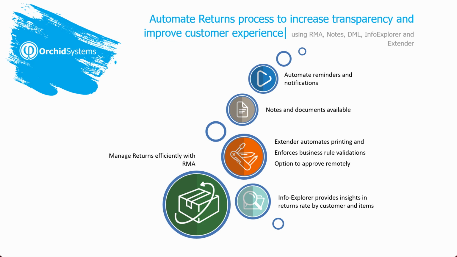You can notify users by email, and there are many examples in the workflow video on the Orchid website demonstrating using emails. You also have options to approve returns outside of the Sage 300 desktop using Remote Action Service and Workflow Anywhere, the mobile app.